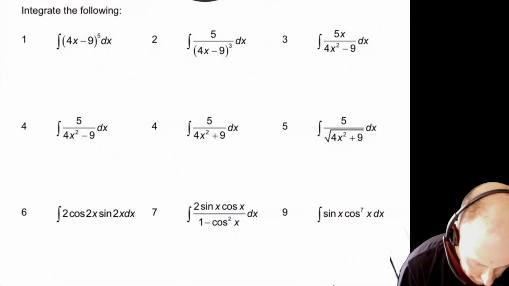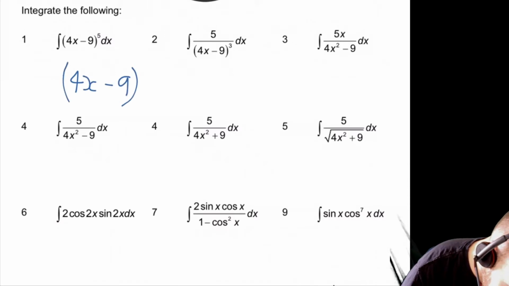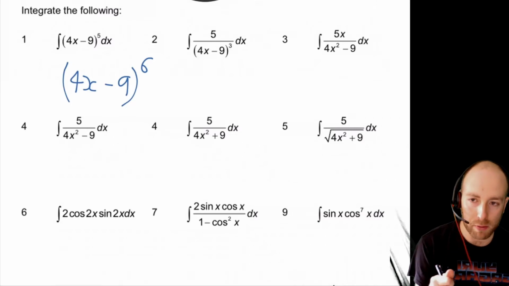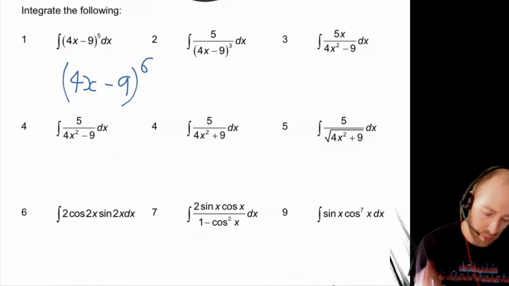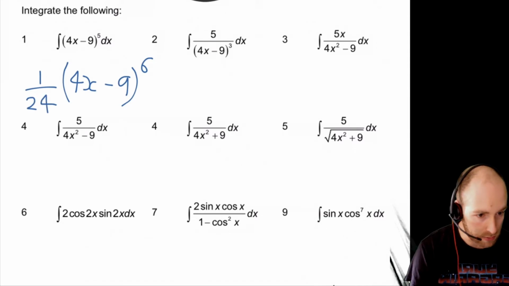We're going to try raising the power. So we're going to get (4x - 9)^6. Then we need to think our way through the chain rule. So we'd get 4 out the front, which we don't want. We get 6 out the front, which we don't want. So we need to do 1 over 24, as Grace suggested. Good job.